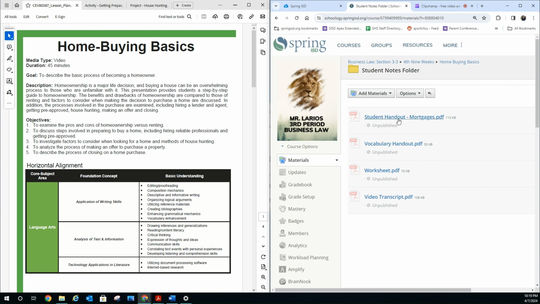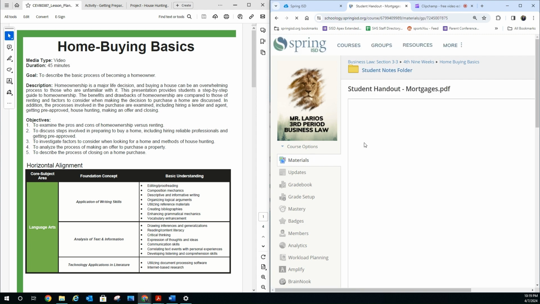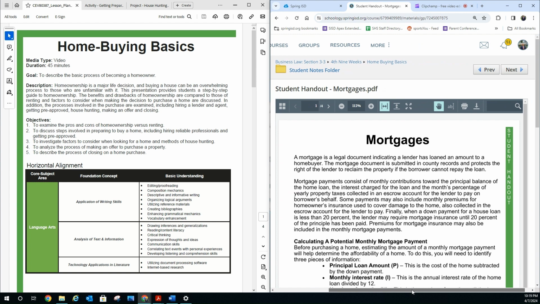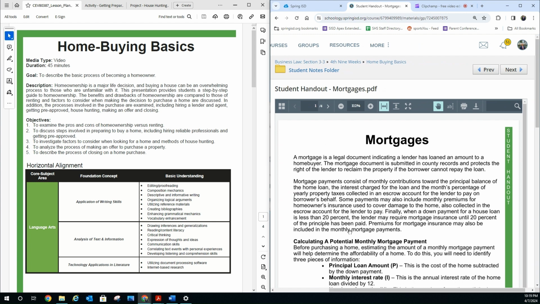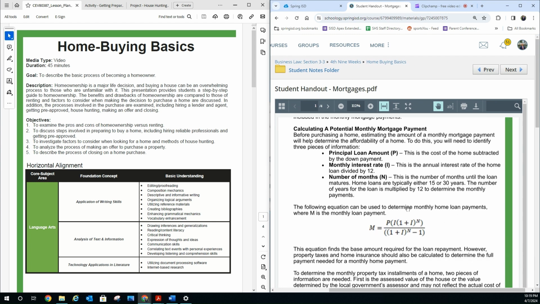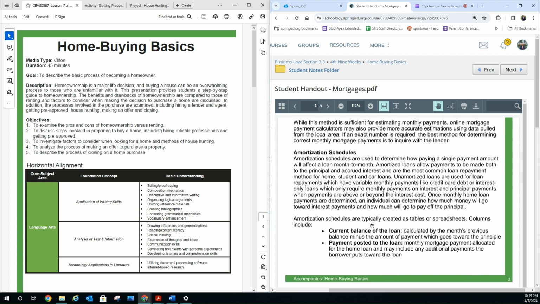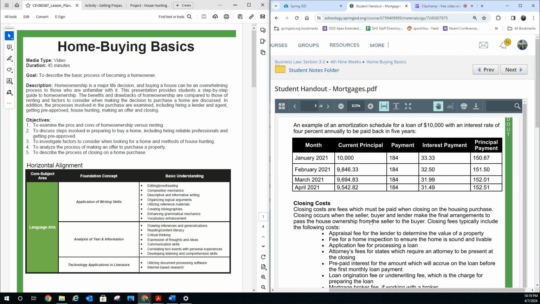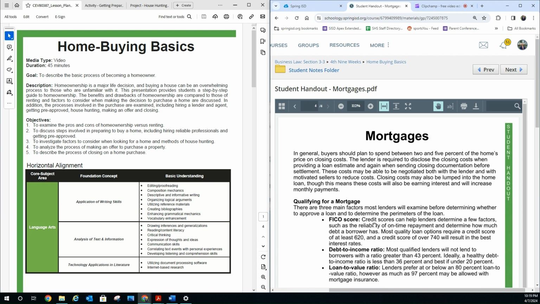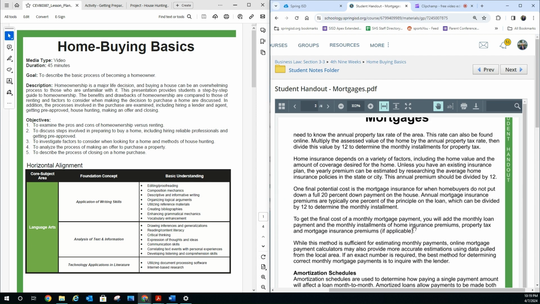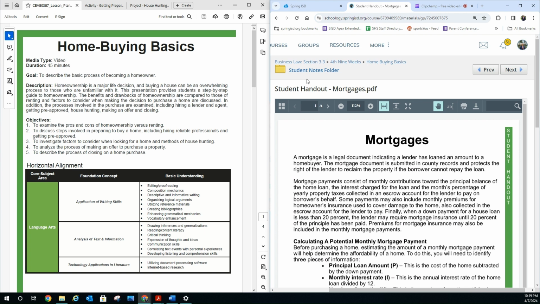For now, your student notes folder has four handouts. You're going to have your student handout on mortgages. It's a great read so that you can get a little more familiar with mortgages, what they are and what they represent in the home buying process, in addition to some formulas. Take the time to read about it and look at the information offered in this handout, so that you can be familiar with what a mortgage is.